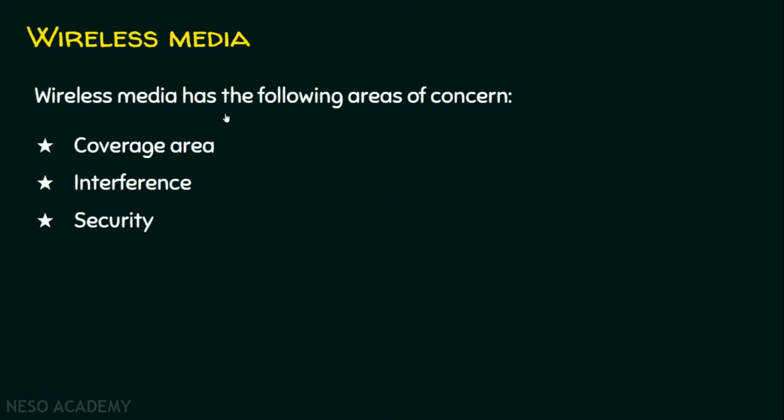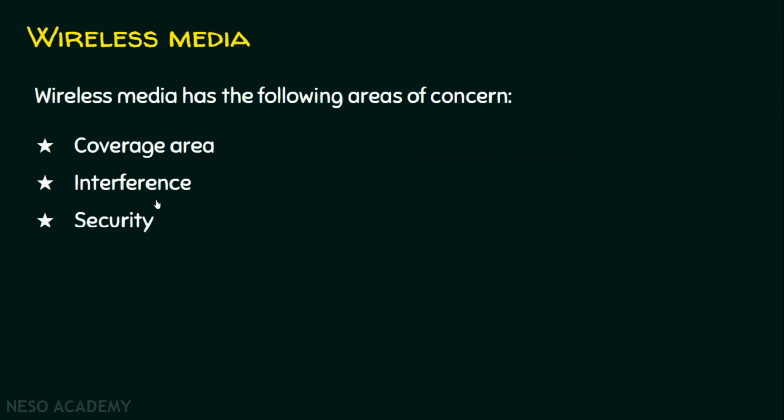Wireless media has the following areas of concern. The coverage area. We have to choose the appropriate wireless technologies because the wireless technologies differ in terms of coverage area. For example, Bluetooth has a shorter coverage area than Wi-Fi and Wi-Fi has a shorter coverage area than cellular technologies, and cellular technologies have a shorter coverage area than satellite communication. So coverage area is an area of concern.